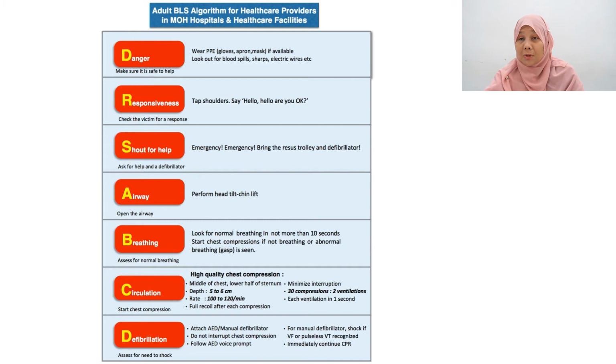Whenever help has come and a defibrillator is available, assess for the need to shock. Attach the AED or manual defibrillator. Do not interrupt chest compression. Follow the AED voice prompt. For a manual defibrillator, shock if VF or pulseless VT is recognized and immediately continue CPR.